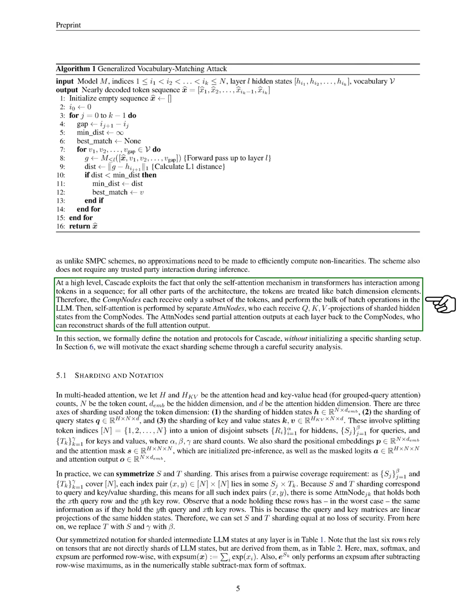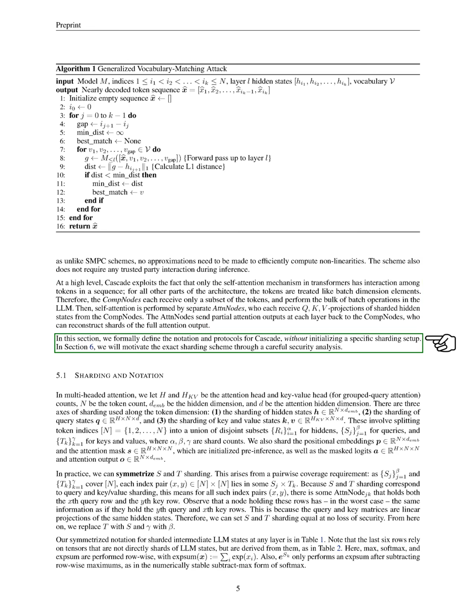In our approach, comp nodes handle subsets of tokens and perform most batch operations, while separate atom nodes manage self-attention using projections of sharded hidden states. The atom nodes then send partial attention outputs back to the comp nodes, which can reconstruct the full attention output.